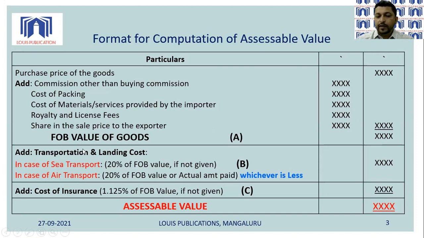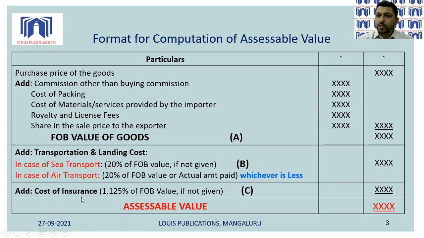Then we add transportation and landing cost. In case of sea transport, it is 20% of FOB value if it is not given. If the value is given, we take that value. In case of air transport, it is 20% of FOB value or the actual amount paid, whichever is less. If nothing is mentioned, then we simply take 20% of the FOB value. So in case of air transport, a comparison is done only when the actual amount paid is given. Among the two, whichever is less will be added.